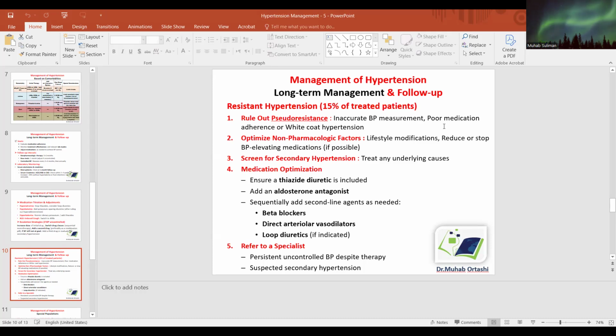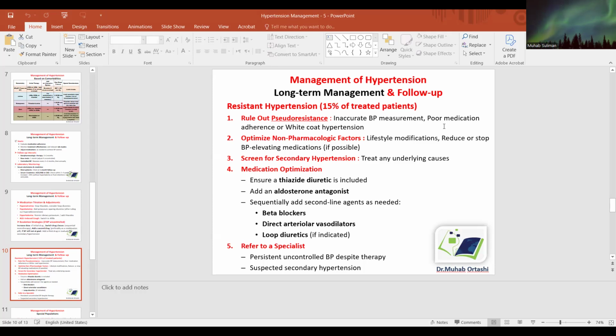If we have a patient with resistant hypertension, firstly, we have to rule out pseudo-resistance. Pseudo-resistance means the patient has no true resistance; there is a factor that causes the apparent resistance, like inaccurate blood pressure measurement, poor medication adherence, or white coat hypertension. Then second, we have to optimize the non-pharmacological factors.